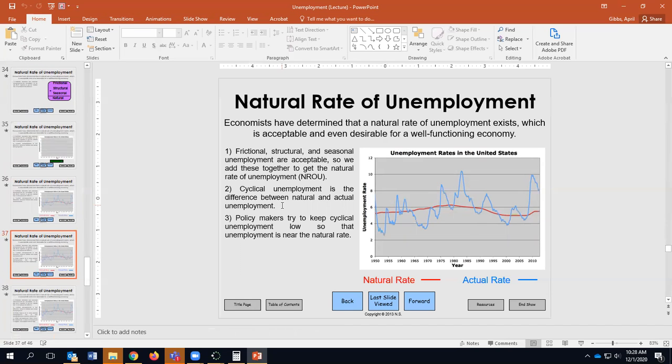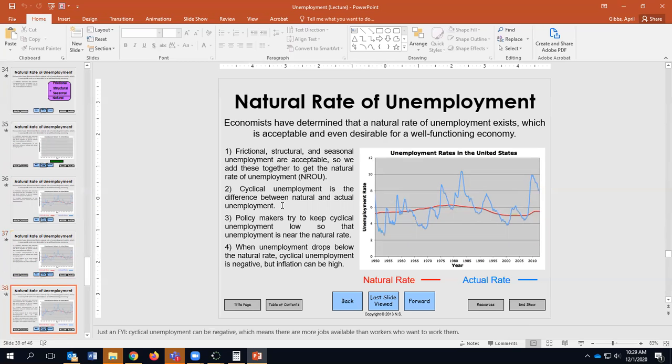Policymakers try to keep cyclical unemployment low so that unemployment is near the natural rate. When unemployment drops below the natural rate, cyclical unemployment is negative, but inflation can be high, which is the cost of products.